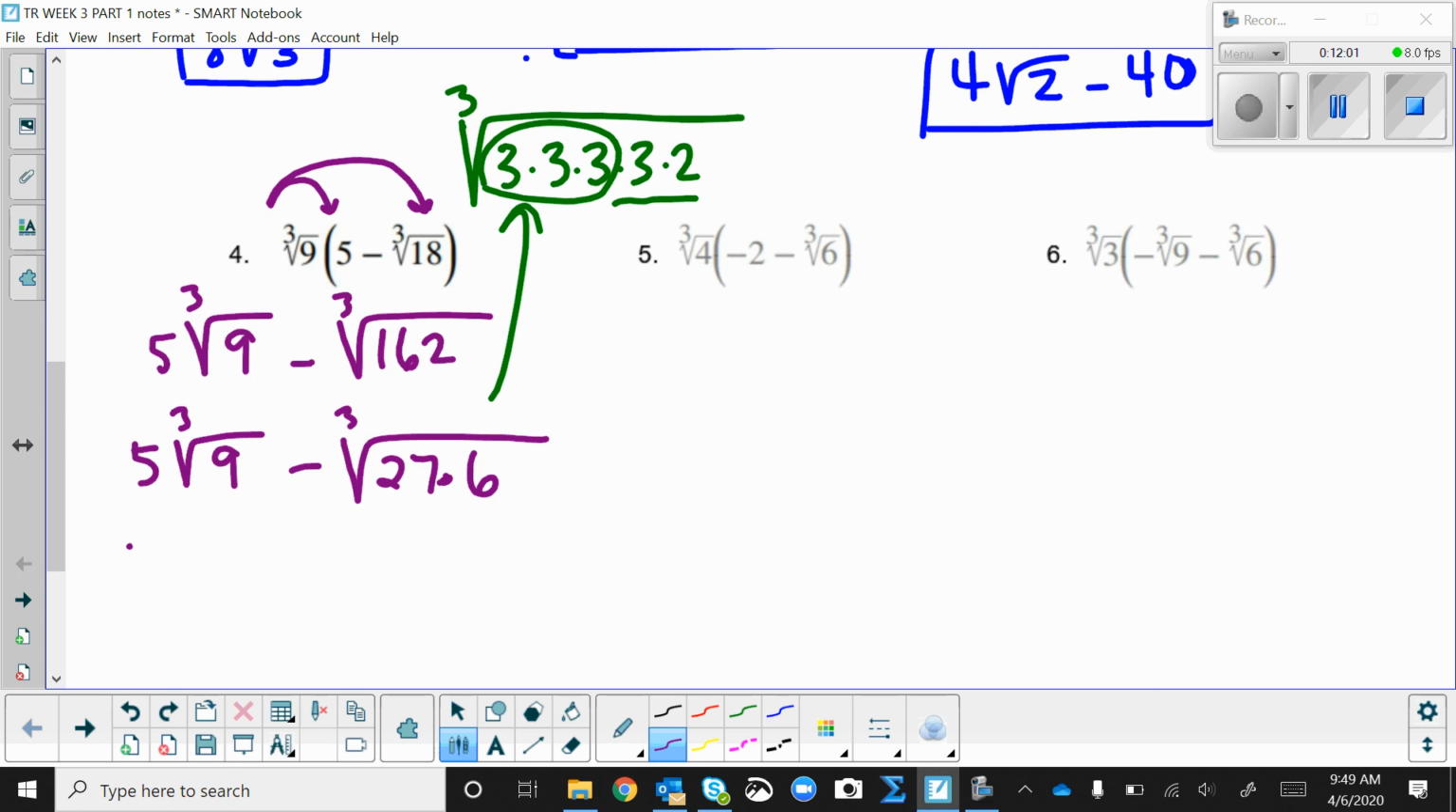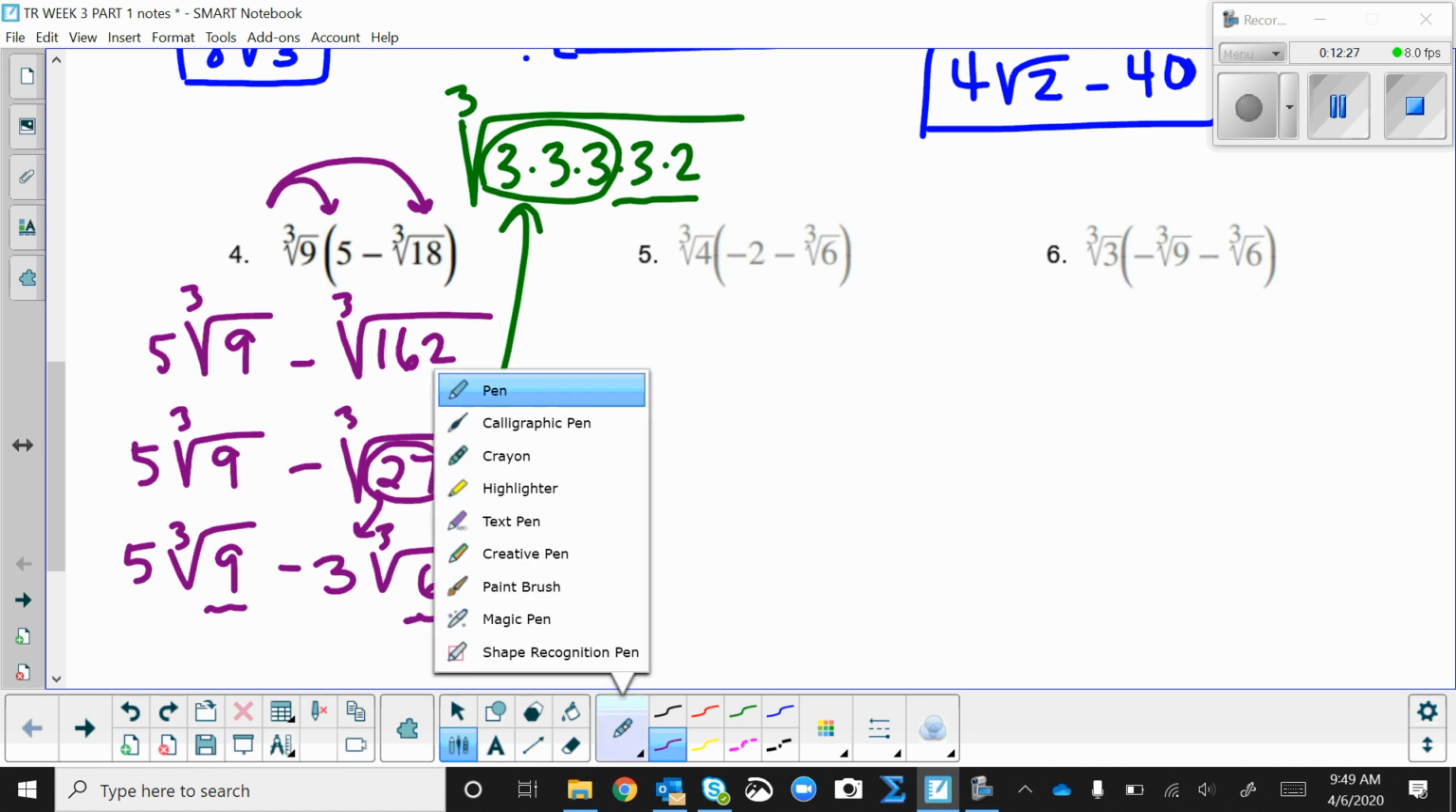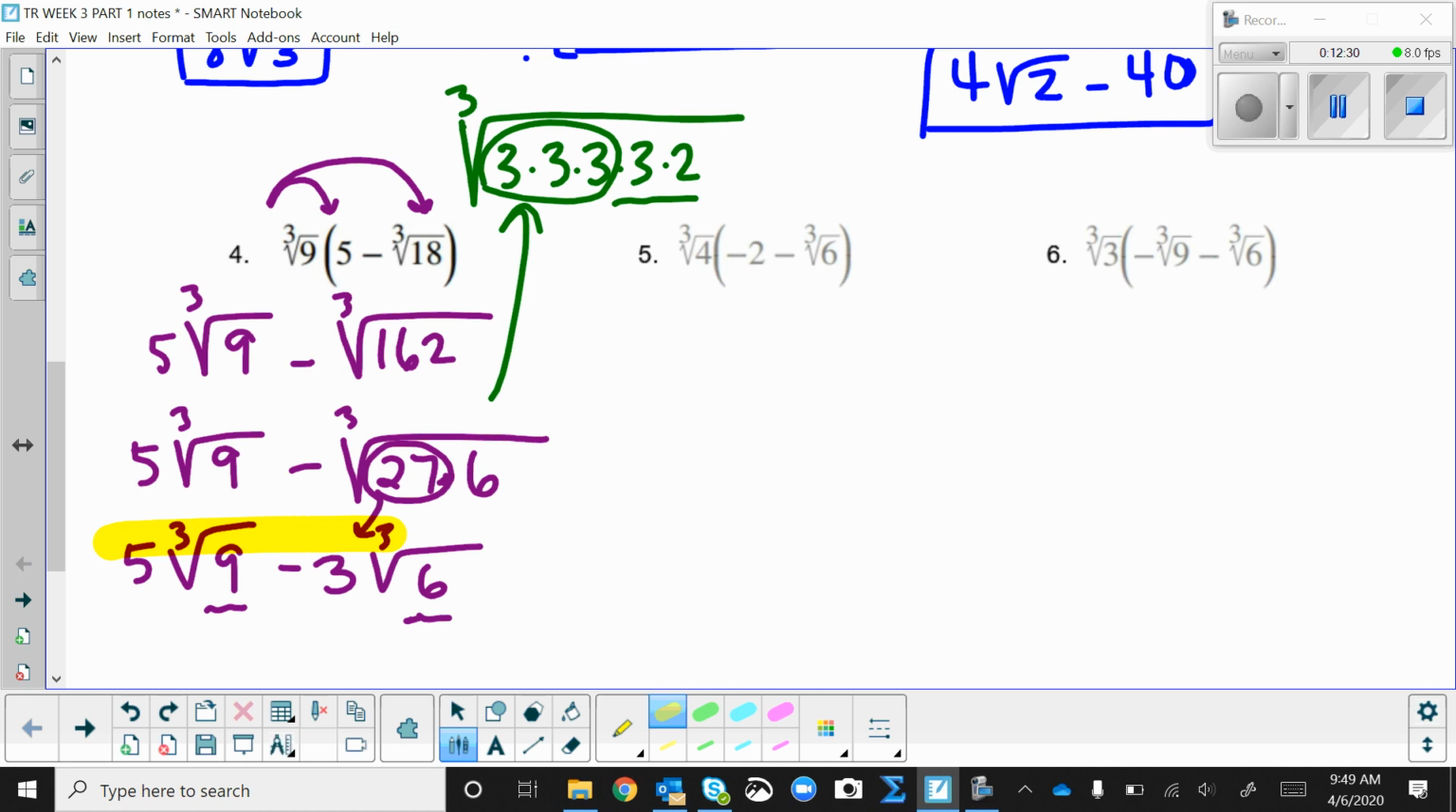So the next step looks like this. The 5 cube roots of 9. This cube root of 27 comes out as one single 3. And then the cube root of 6. These do not combine. Their roots are the same, but their radicands, stuff inside the radical, are different. So you're done. This is your answer right here. 5 cube roots of 9 minus 3 cube roots of 6. Pause the video and try the next problem.